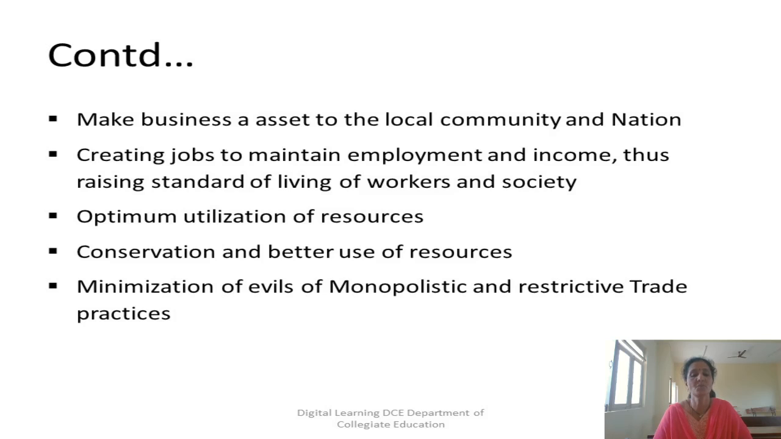Minimization of evils of monopolistic and restrictive trade practices. So what is this monopolistic and restrictive? Actually, they have brought one act regarding that. All of you will be aware of the MRTP Act. That means it is like concentration of power in particular areas. A few people join together and try to monopolize a particular product or particular area. This should not be there, as the government considers it against the law. So they have framed the MRTP Act.